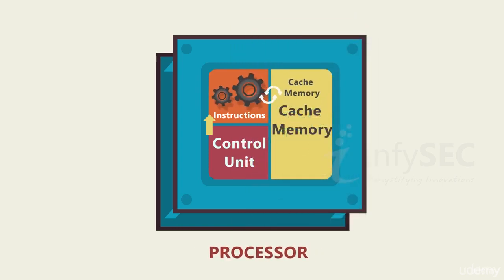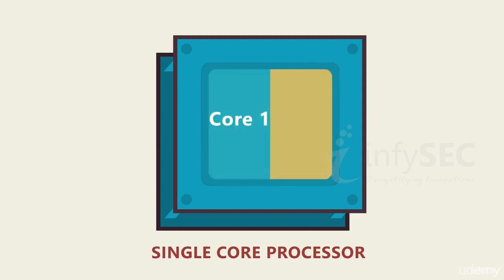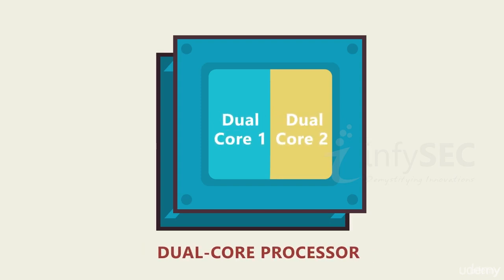A processor is a combination of one or more cores with supporting hardware and software resources. When there is only one core, it is called a single-core processor, and a combination of two single-core processors becomes a dual-core processor. And when two dual-core processors are combined, it forms a quad-core processor.